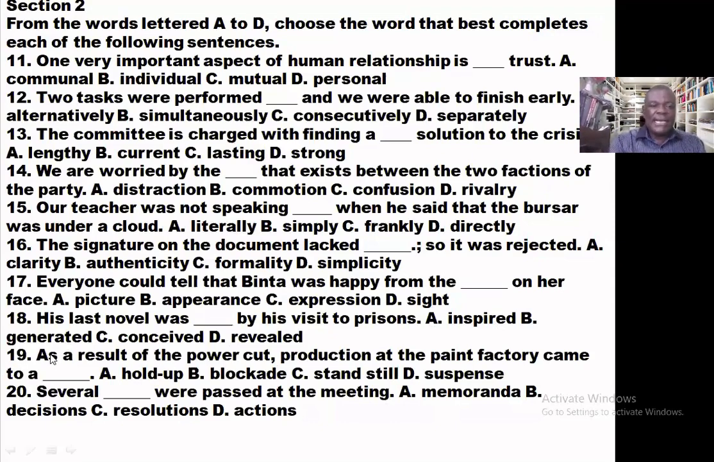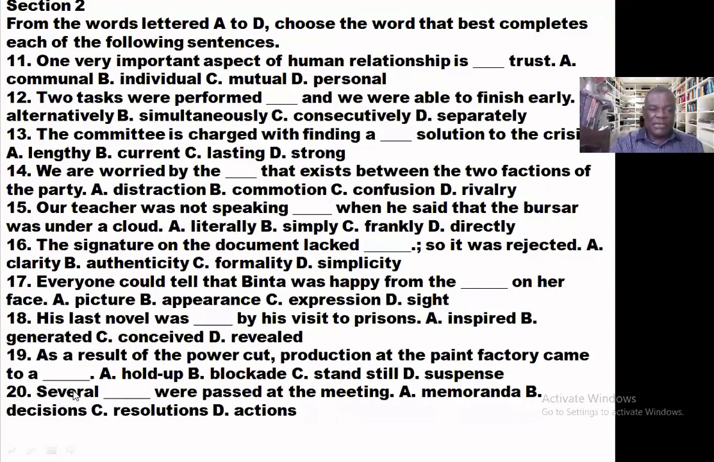Number 19, as a result of the power cut, production at the paint factory came to a dash. A, hold up, no. B, blockade, no. C, standstill, that's quite correct. D, suspense, no. You can use suspense for probably literature or drama. But here we are talking of a standstill. When something comes to a standstill, it comes to a halt.